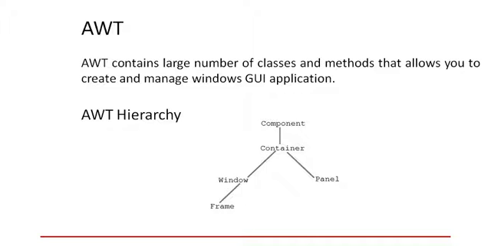Talking about AWT, it's also called Abstract Window Toolkit. It is the way to create GUI applications in Java. The hierarchy of the AWT is, we have component class. Inside this we have container, which is divided into window and panel, and window is again into frame.